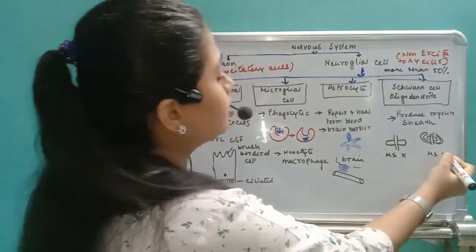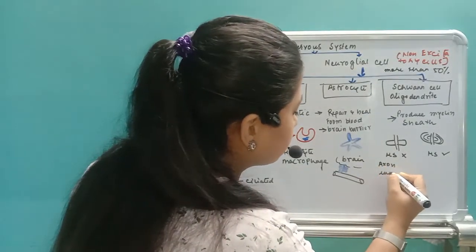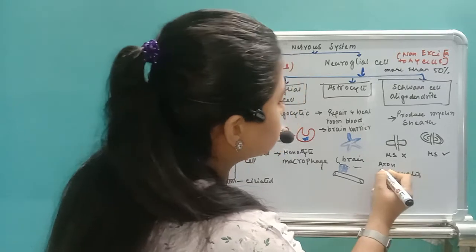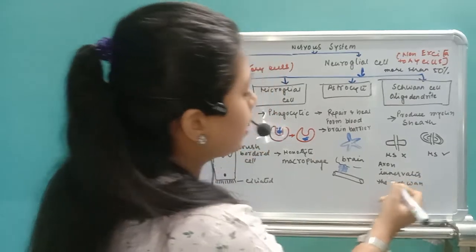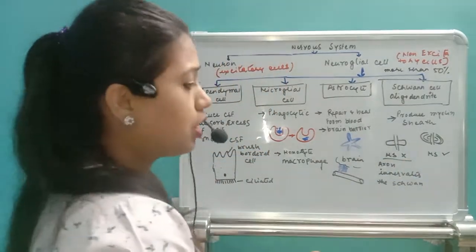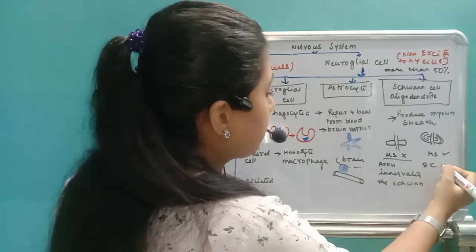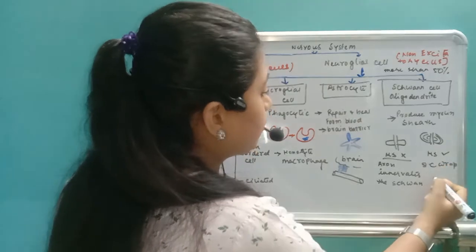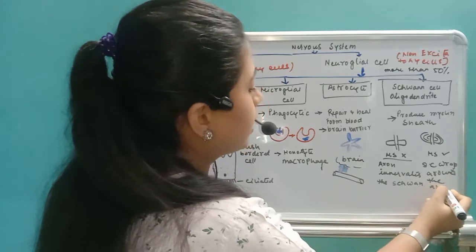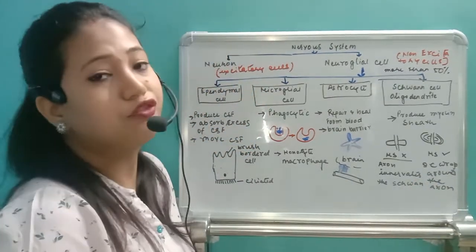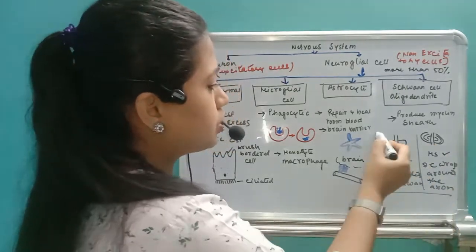Remember when the myelin sheath can be produced. If the axon innervates the Schwann cell, then it cannot produce the myelin sheath. If the Schwann cells wrap around the axon, then only it is possible that it can form the myelin sheath. So this is one very important point you need to know.